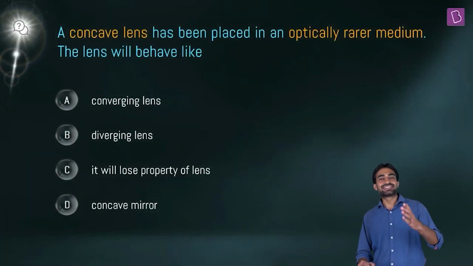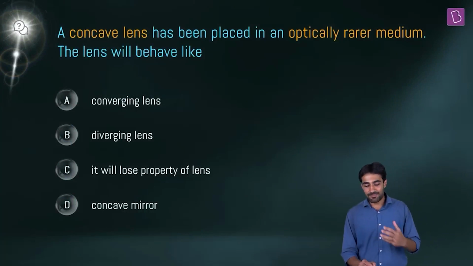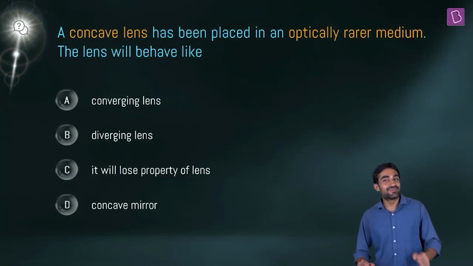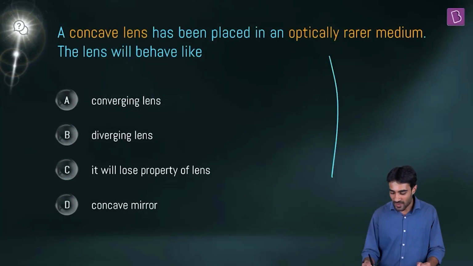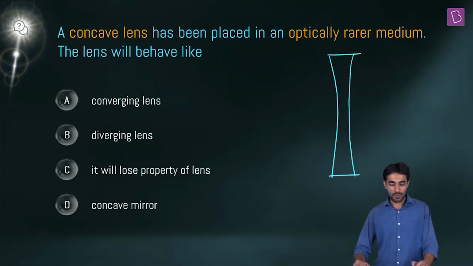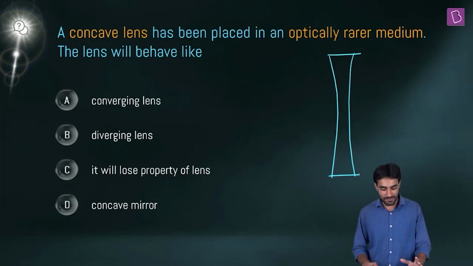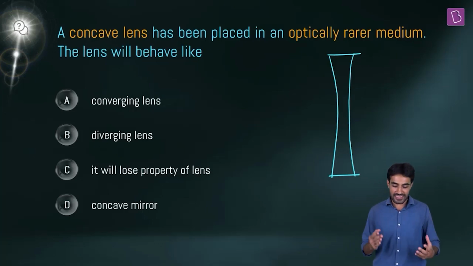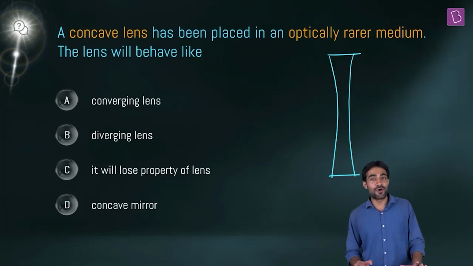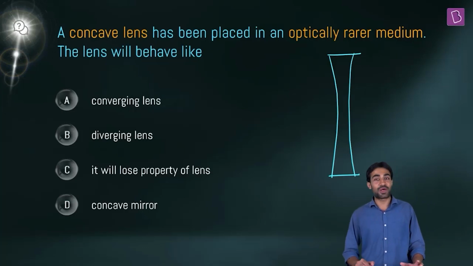So guys, let's see this awesome question. A concave lens has been placed in an optically rarer medium. How sweet! This is our concave lens. It is placed in an optically rarer medium. Now the lens will behave like what? Option A says converging lens. Option B says diverging lens. Option C says it will lose the property of a lens. It will no longer be a lens. And option D says concave mirror.